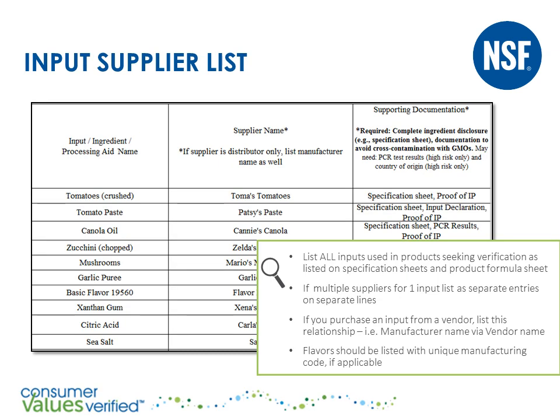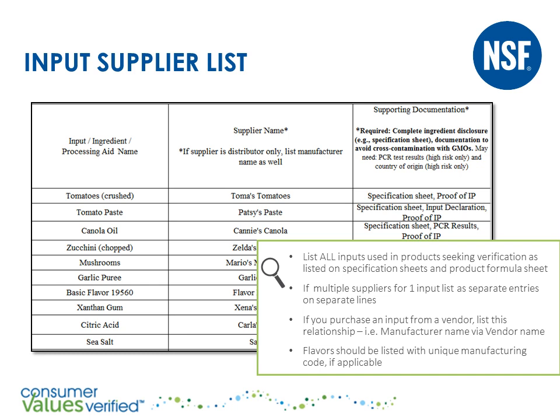Now we will take a look at the input supplier list, another form we require. Please list all inputs used in the product seeking verification using the names of the ingredients exactly as listed on the specification and product formula sheets. The names of the inputs should match on all documents where the ingredients are referenced. If you are seeking verification for multiple products, we still just ask for one master list listing all inputs and suppliers. If you are seeking approval from multiple suppliers for the same input, be sure to list each supplier and input as a separate entry.